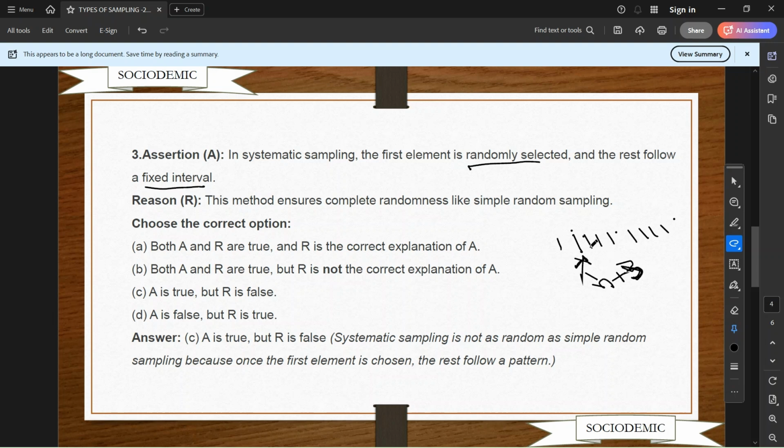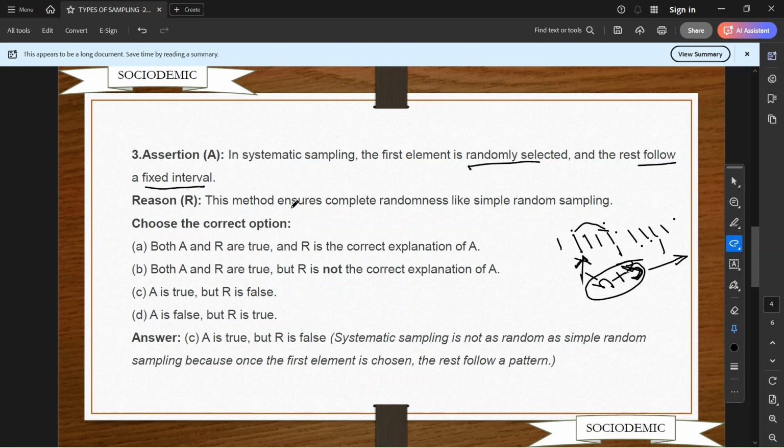N plus 3 element. So 1, 2, 3, we have to select this one. So in that way it keeps on going. That is called systematic sampling. There is a system. In systematic sampling, the first element is selected randomly, and later on we have to follow some system formula. The rest follow a fixed interval, from n plus 3, n plus 6, n plus 9. So every time we have to add 3. That is called systematic sampling.